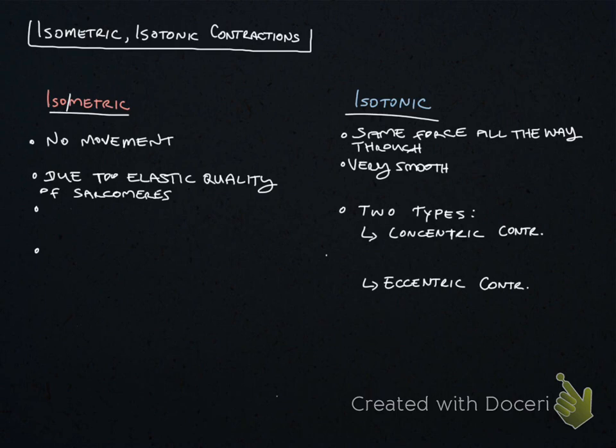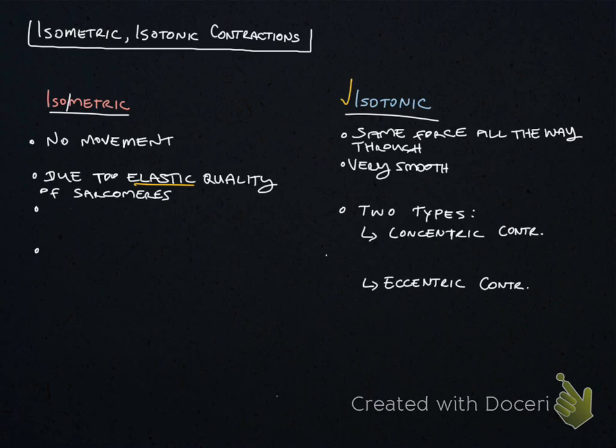Okay, so we only have 2 more slides to talk about, and then I want to talk about some specific types of contractions and then some effects that exercise can have on muscles. So the 2 types of contractions I want to talk about are isometric and then isotonic. With isometric, there is no movement. It is muscle contraction, but there is no movement. It is due to the elastic quality of the sarcomeres. For instance, if you imagine pushing against the wall of a building, there is no successful muscle shortening. It really only happens if the load is too heavy. Okay? So it is muscle contraction, but there is no movement.